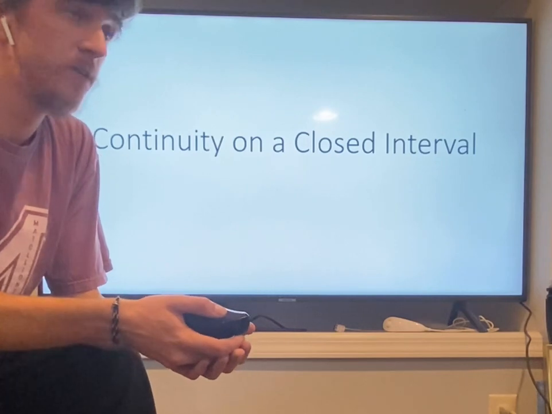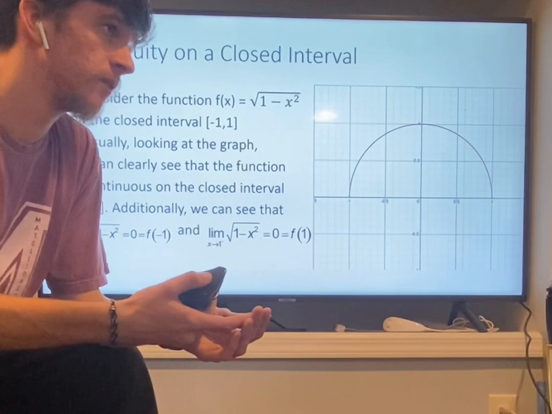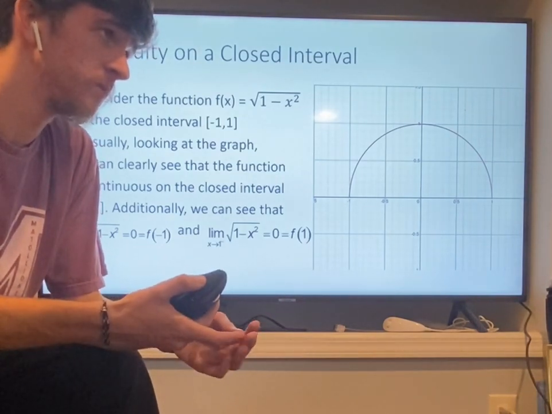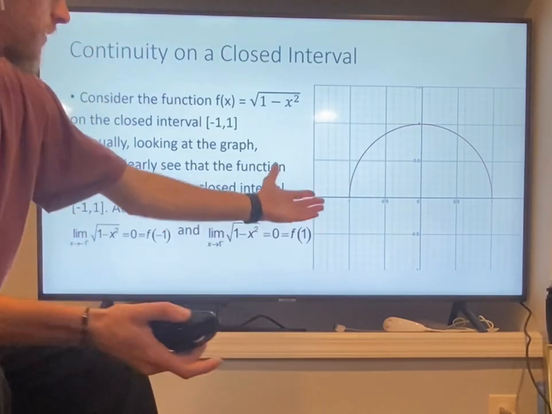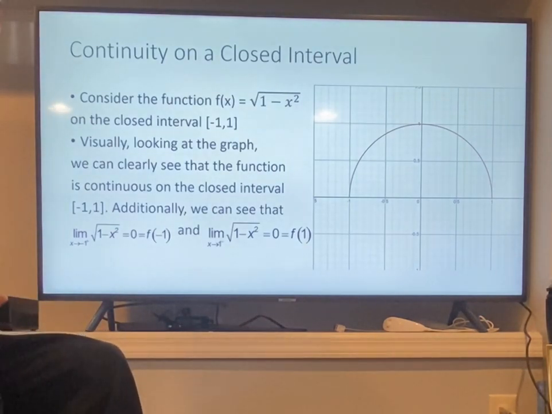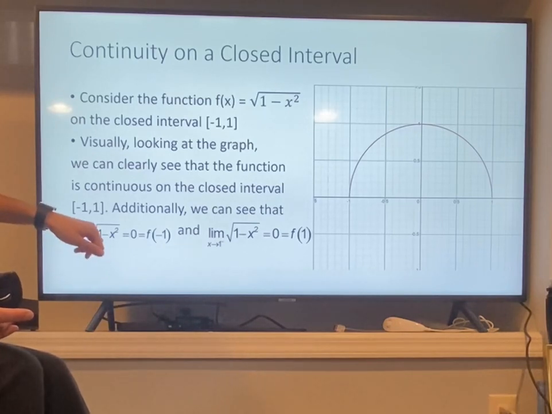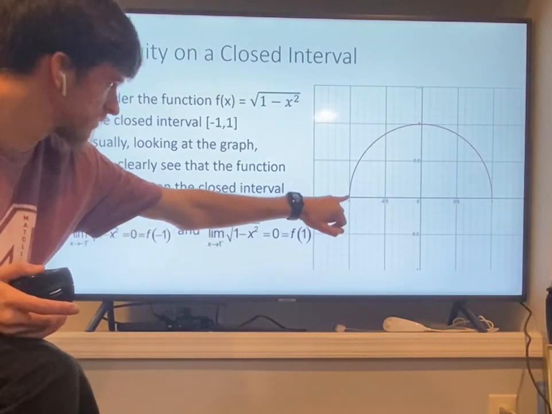Alright, let's talk continuity on a closed interval. Consider this function, f of x equals the square root of 1 minus x squared on the closed interval -1 to 1. Visually, looking at this graph, you can clearly see that this function is continuous on the closed interval -1, 1. Additionally, the limit as x approaches -1 from the right of the square root of 1 minus x squared equals 0. Notice f of -1 also equals 0.